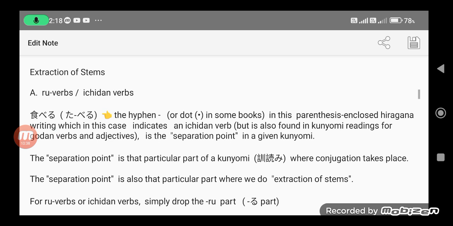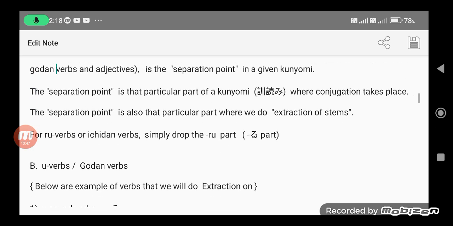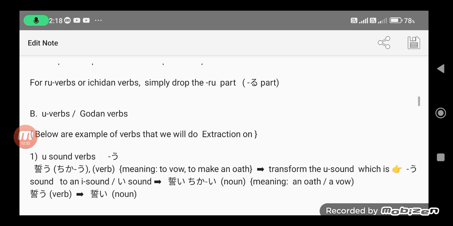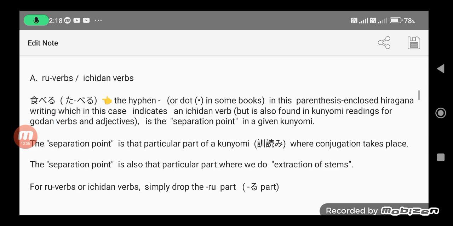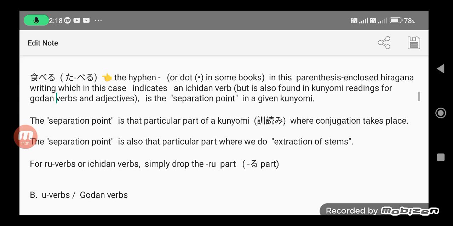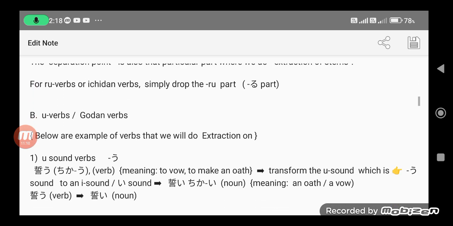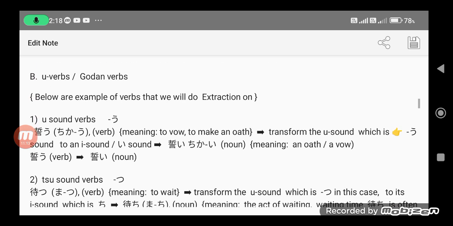Why so simple in rules? Because when we deal with ichidan verbs or ru-verbs, the rule for extraction is very simple. Simply drop the ru in that rightmost part. So that's it. You just have to drop the ru. So that taberu now becomes tabe. So the extracted stem or masu stem of taberu is tabe. So very simple, isn't it? So now we go to the tricky part, the u-verbs or Godan verbs.